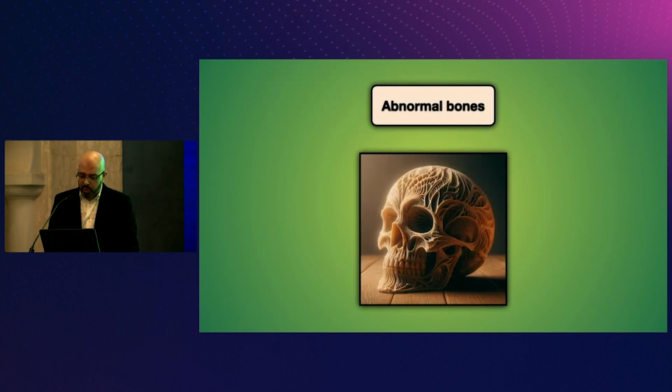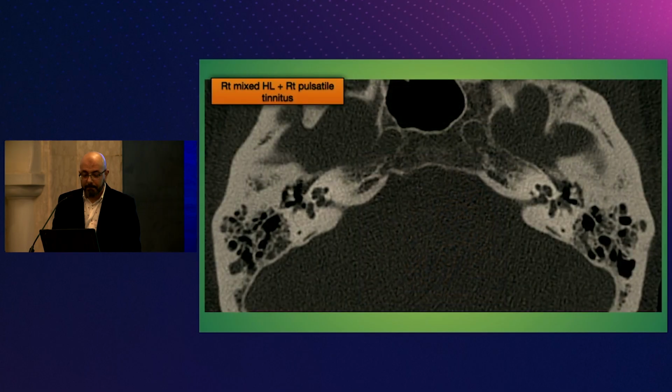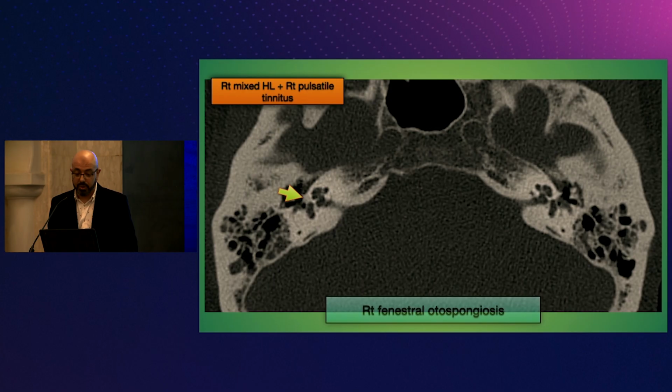Now, the last cause of pulsatile tinnitus is abnormal bones. Patient with right-sided mixed hearing loss and pulsatile tinnitus on the same side. So what's wrong here? Did anyone spot the problem? Fissula ante fenestram, here. So we have lucencies. It should be as dense as the rest of the petrous bone, right? Will you be able to see anything on your MRI Fiesta sequence here? No way, right? So MRI will not help you in these cases of fenestral otospongiosis.